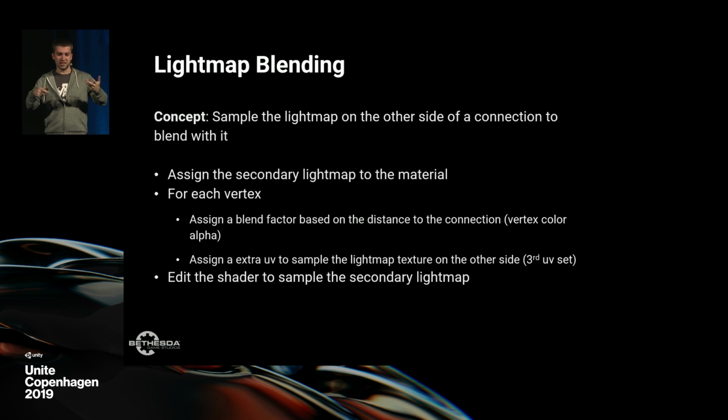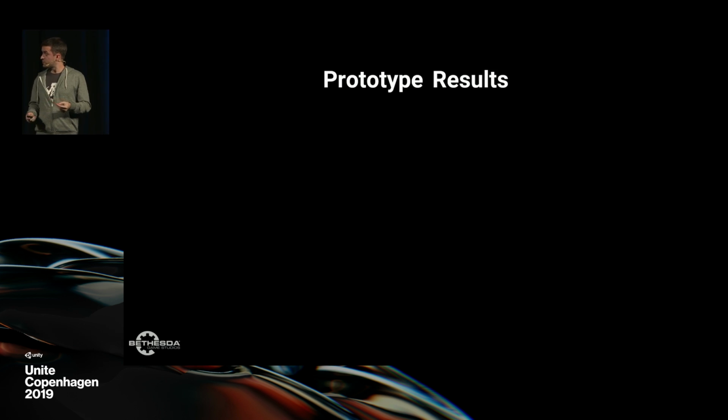And since that blending would need to be per pixel, we need, for each vertex, a blend factor that's based on how far that vertex is from the connection. And then we need a second UV to know where in the secondary light map we should sample for that vertex. Once we have that, we just sample both light maps and then blend the color based on the blending factor. So we built a quick prototype.